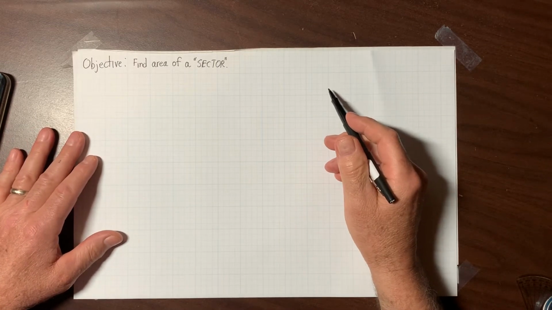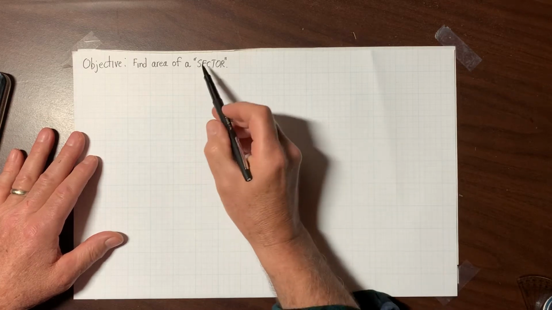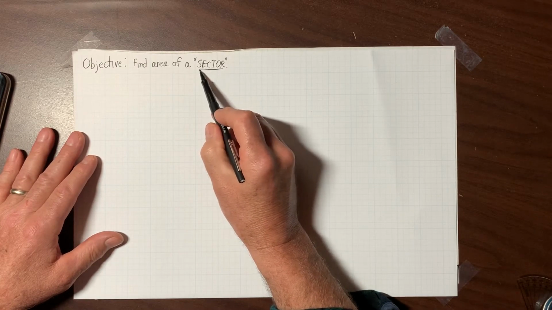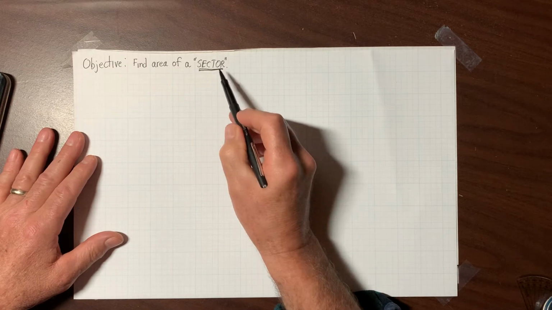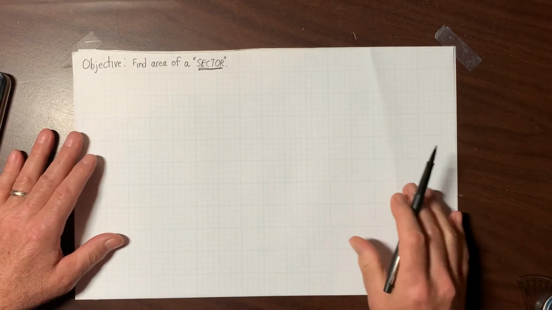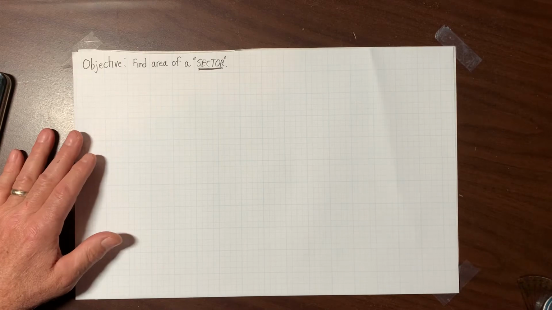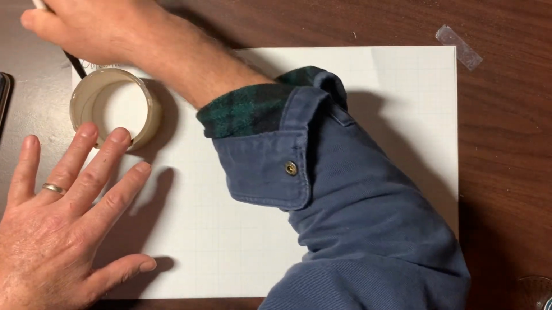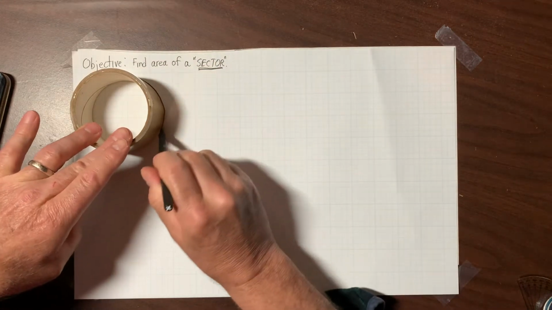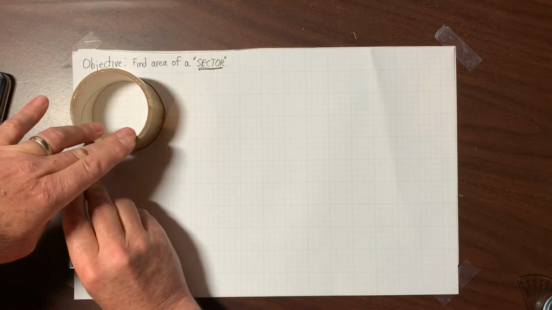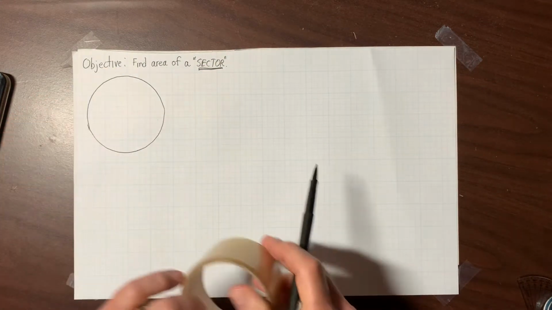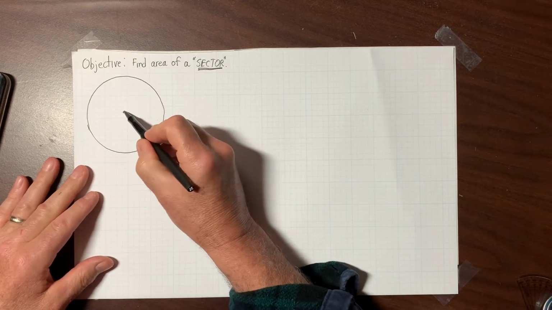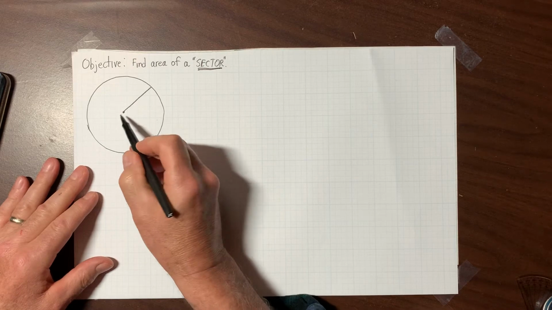Let's start by making sure we all know what a sector is. It's a word that we've used before, so it should not be completely unfamiliar to you. But I'm going to draw a circle. And in the circle, I'm going to draw a central angle here.